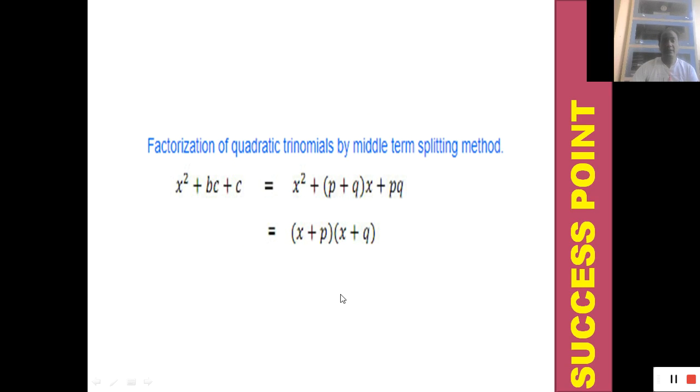Next, another method is factorization of a quadratic trinomial by the middle term splitting method. In this method, if any quadratic polynomial is available, then split the middle term into two terms whose product equals the product of the first and last terms and whose sum is the middle term, and it can easily be solved by this formula.